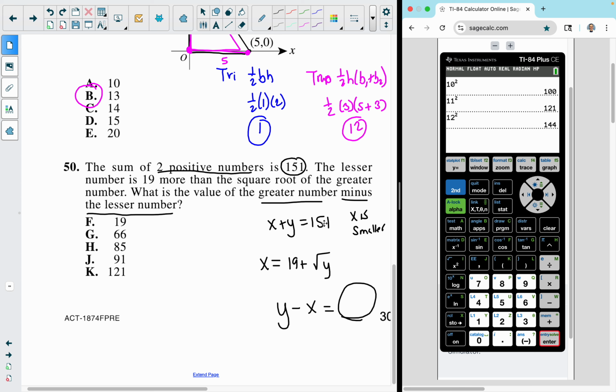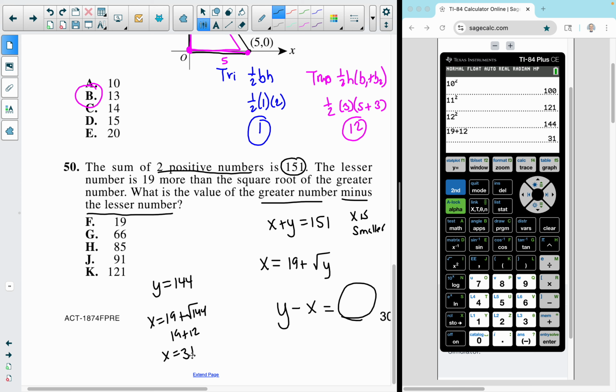I know they have to add up to 151. So I'm going to guess y is 144, then the square root of 144 is 12. So x is equal to 19 plus the square root of 144, which is 12, so 19 plus 12 says that my x is 31. So 144 plus 31 is too big to be 151. So this is not my correct y value.